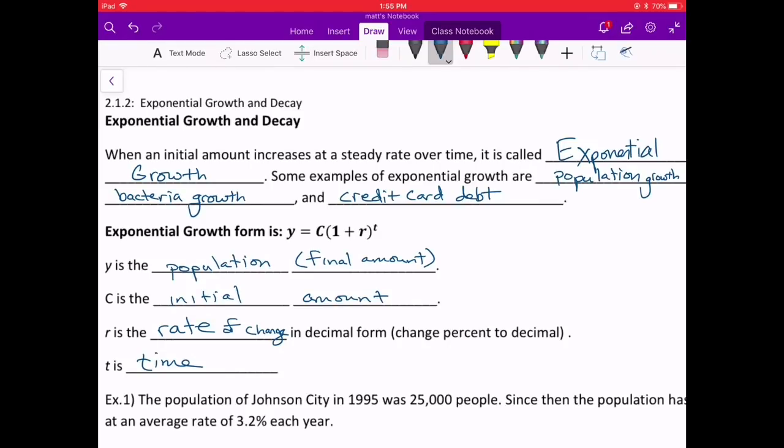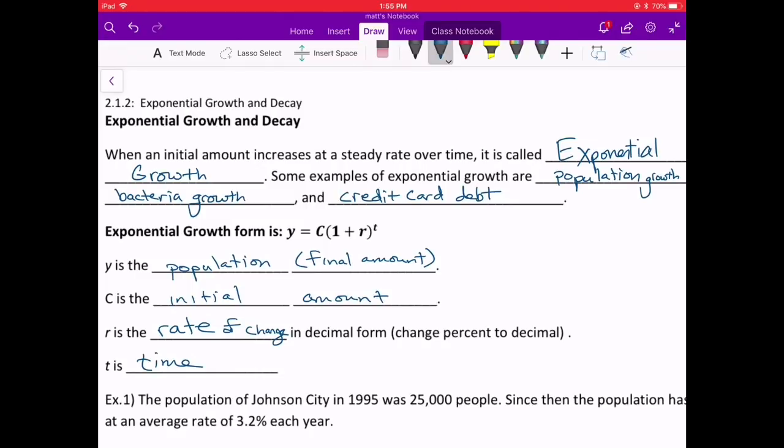First, we're going to talk about the growth model, as you can see here with the plus symbol. So an initial amount increasing steadily over time is called exponential growth. Some examples of exponential growth are population growth in an area, bacteria growth, bacteria grows exponentially, and credit card debt. So the amount that you owe to a creditor increases exponentially over time as your debt continues to exist.